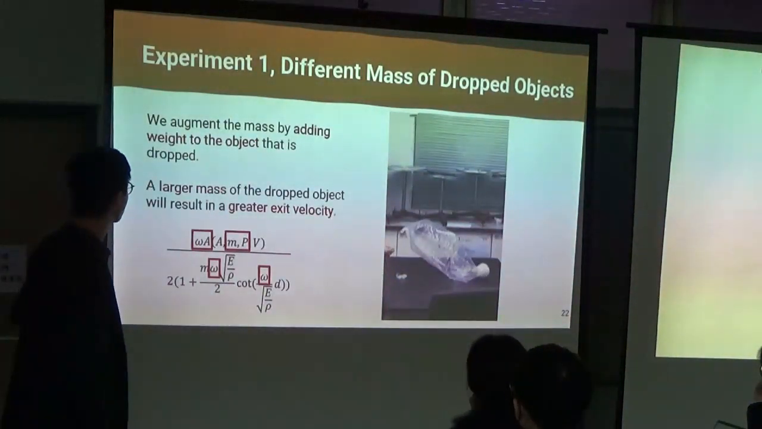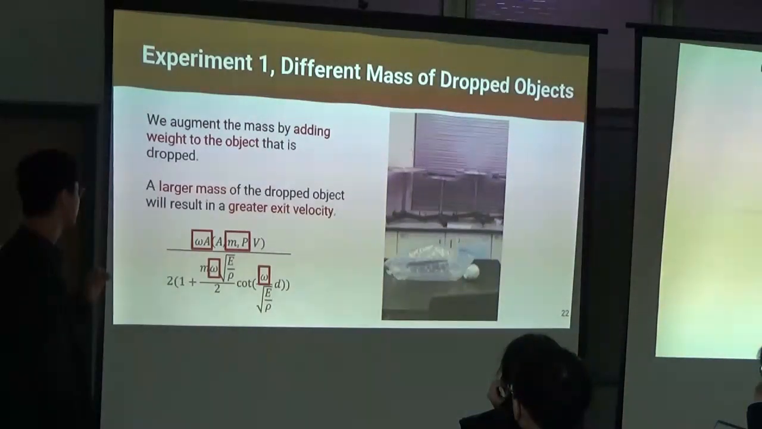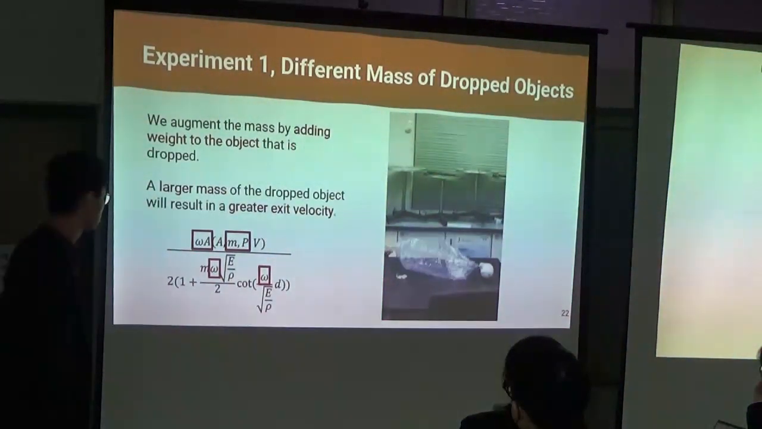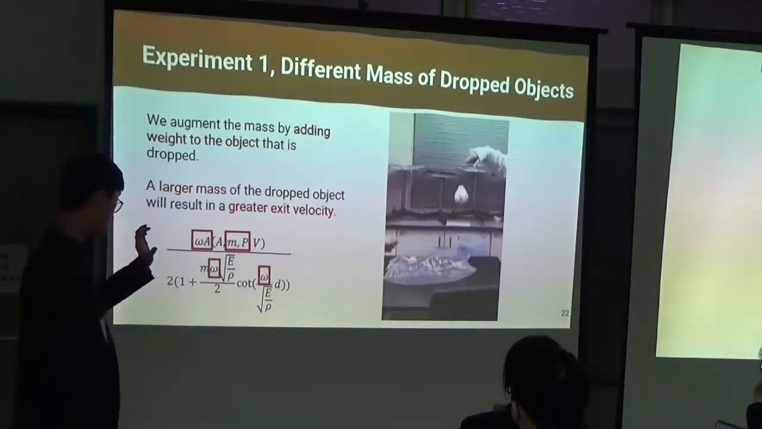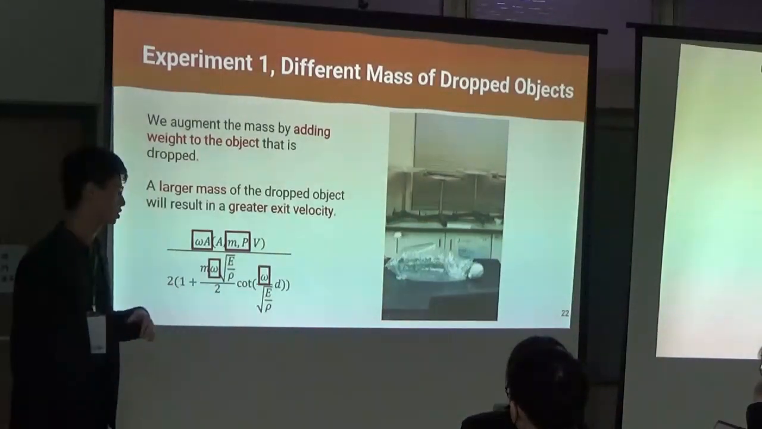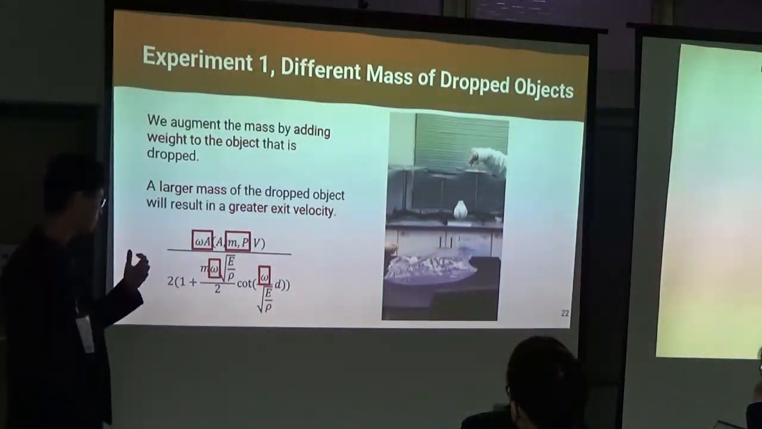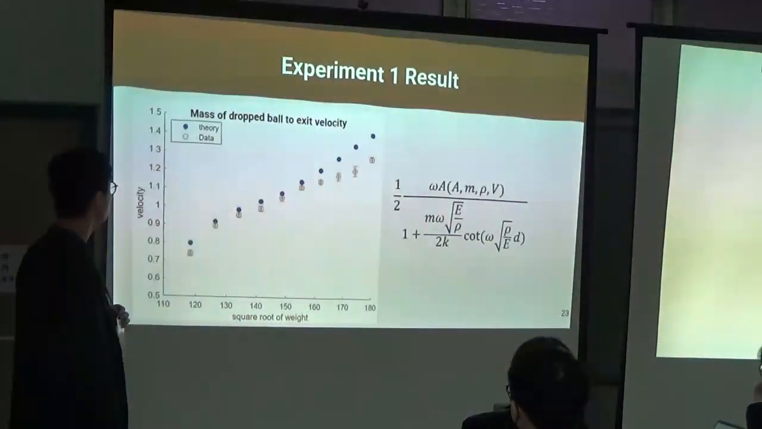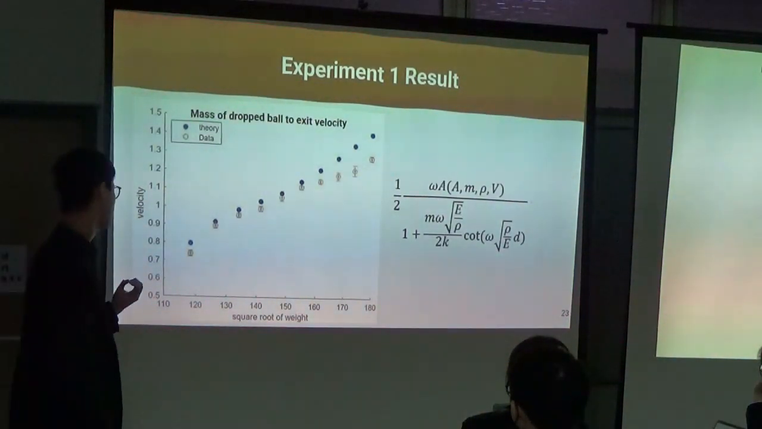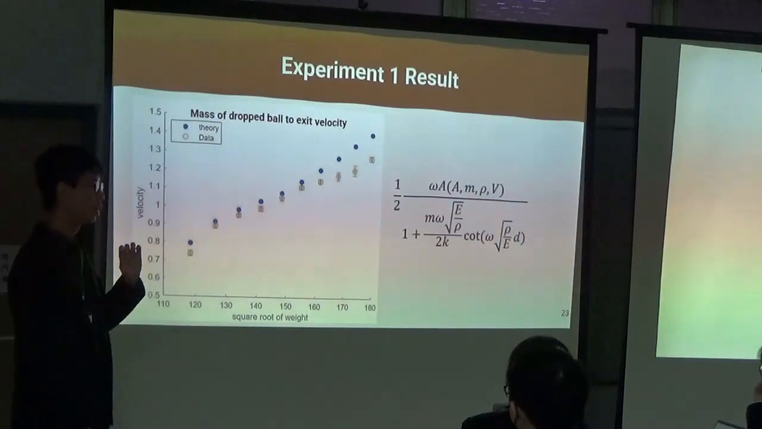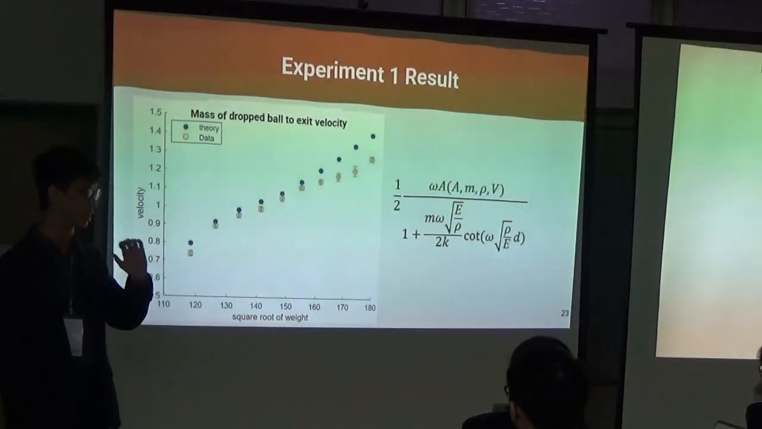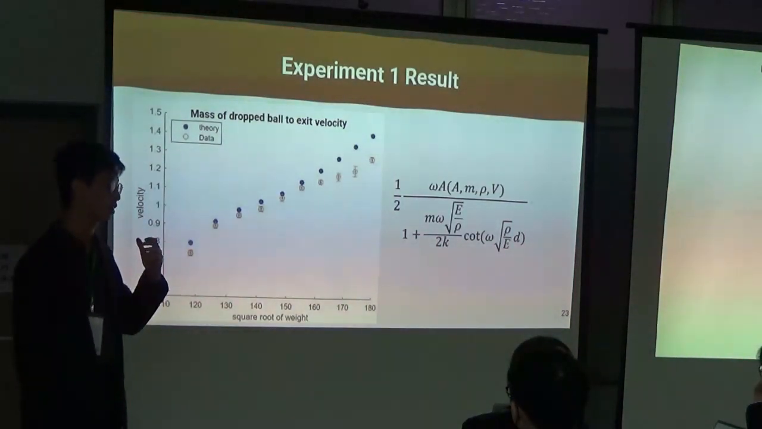So we augment the mass by adding weight to the object that is dropped. A larger mass of the drop object will result in a greater x velocity, and as you can see in this equation and its relationship with those relevant parameters, it increases the amplitude and also the frequency. As you can see in this graph, the increase of weight also affects the x velocity of the second ball that is originally placed on the cushion.